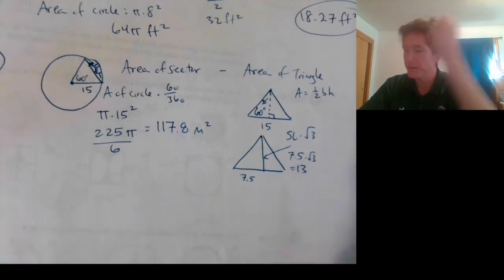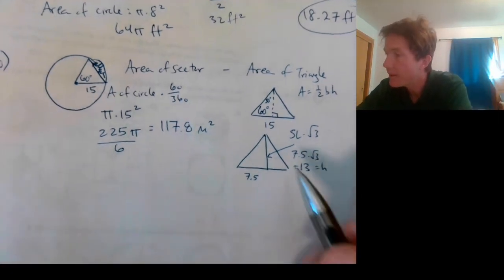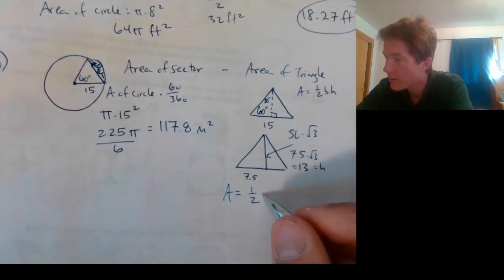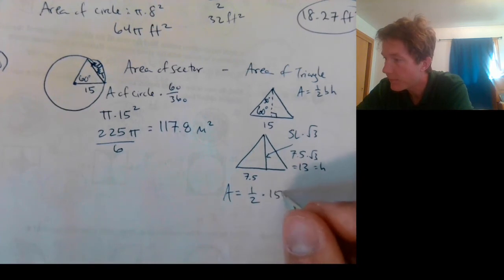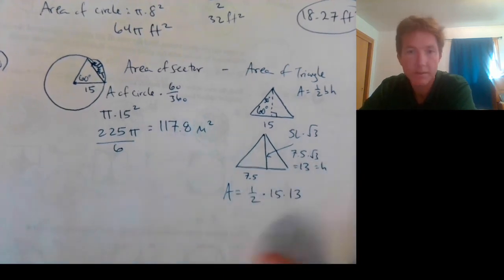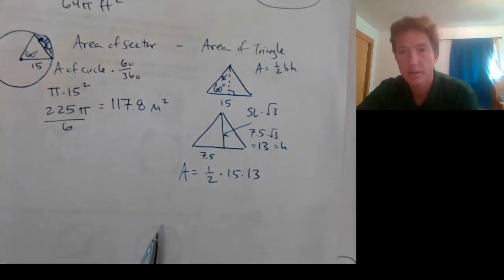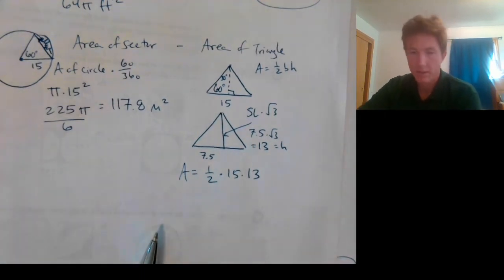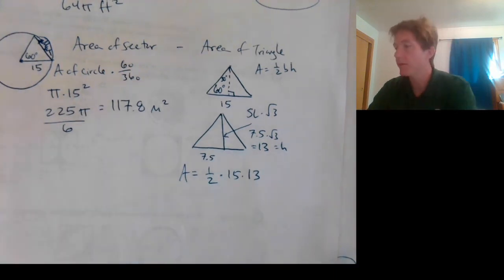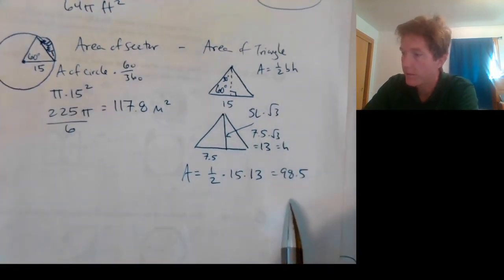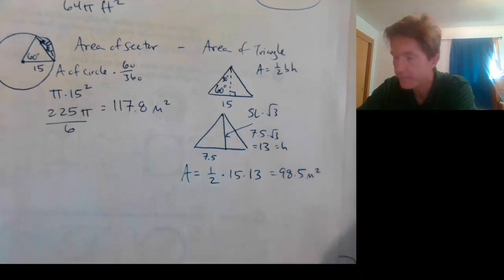I have my height, it's 13. That's h. So the area is going to be equal to 1/2 times my base, which is 15, times my height, which is 13. So let's put this all together. 15 times 13 is 195, times 1/2 is going to be close to 100, I think 98.5. So 98.5 is going to be the area of this triangle. This is meters squared.